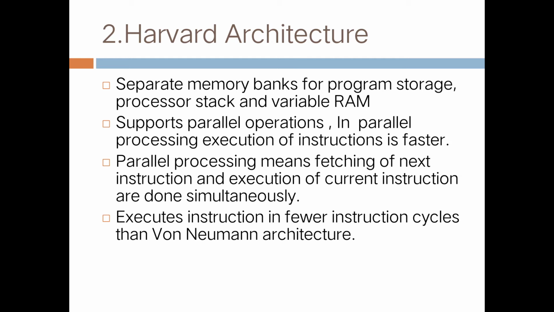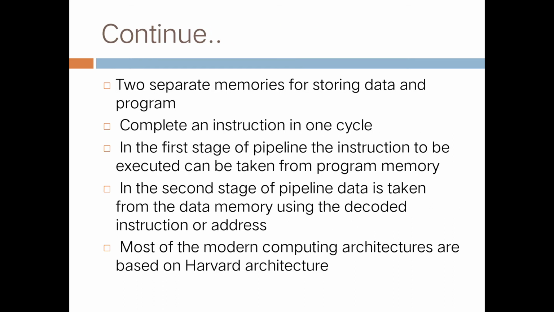Next architecture is Harvard architecture. In this architecture, there are separate memory banks for program storage, program stack and variable RAM. Harvard architecture supports parallel operation. So what is parallel operation? Parallel processing means fetching of the next instruction and execution of the current instruction are done simultaneously. That means with parallel processing, execution of instruction is faster. In this architecture, instructions execute in fewer instruction cycles than von Neumann architecture.